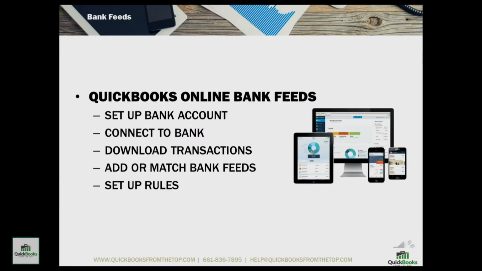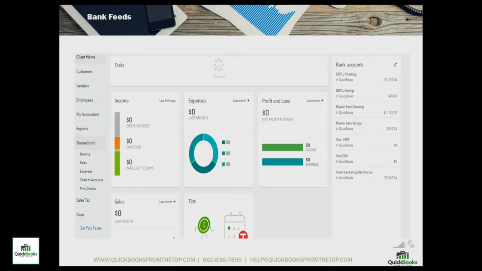First thing we'll go over is setting up the bank account, connecting to your bank or credit card, downloading transactions, adding or matching all the bank feeds, and then setting up rules. Our home screen shows us, to the top right, the bank accounts that we have existing. We're going to go ahead and add a new one.